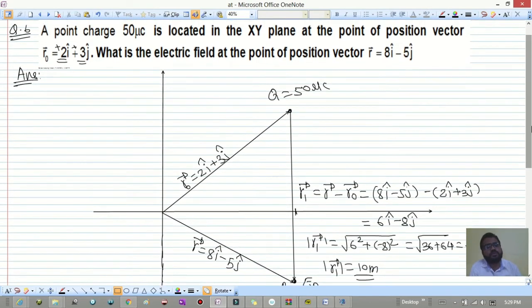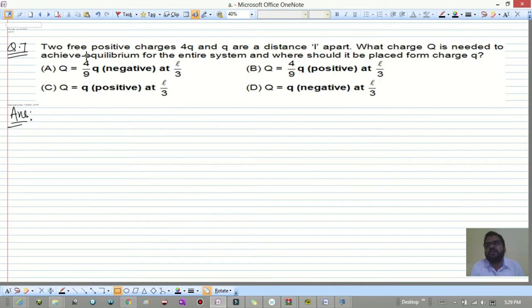So if you know the basics of vector, you can solve this problem with ease. Okay, next problem we have. Two free positive charges 4q and q are at a distance L apart. What charge Q is needed to achieve equilibrium for the entire system, and where should it be placed from charge q?